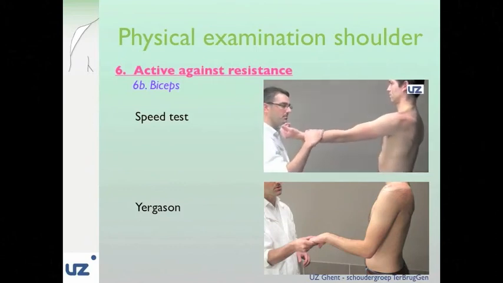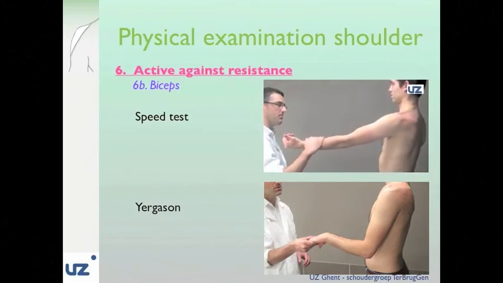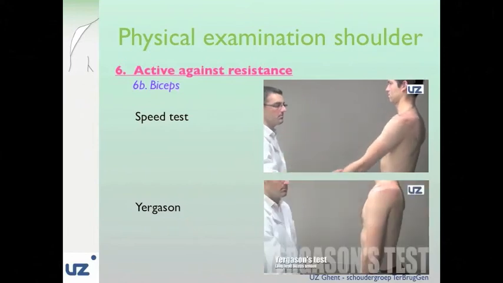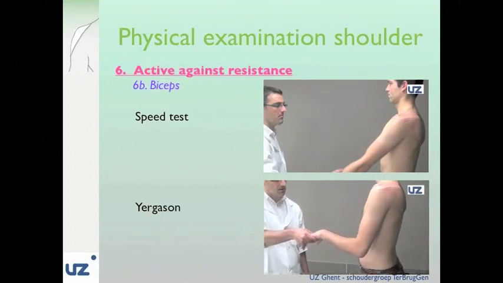With anteflexion of the shoulder, extension of the elbow and supination of the arm, an active flexion of the elbow against resistance is performed. This test is positive if this induces pain in the region of the sulcus intertubercularis.